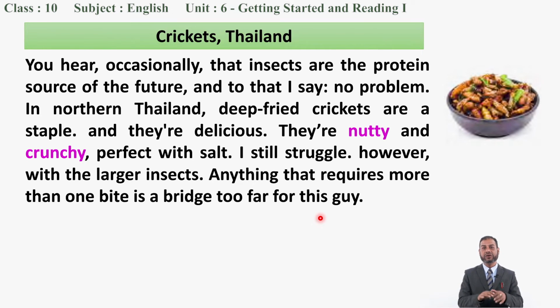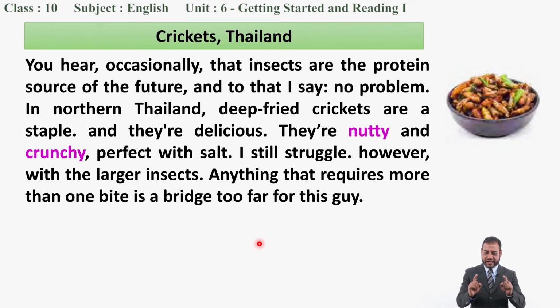And the writer has also mentioned his experience about these crickets. Okay, so can you tell me what are the ingredients, things to prepare this food? Yes, you have to know that crickets are a kind of insect. Then nutty. What do you mean by nutty? Yes, having the qualities of nut, the taste of nut, and crunchy. Sometimes if you eat something and that produces sound while chewing, that type is called crunchy. Okay, so at first the writer struggled a lot to taste this food. And later he says that anything that requires more than one bite is a breeze too far for this guy. So that was his experience about this food. And sometimes if you get a chance to taste this food, you can share your experience with your friends.